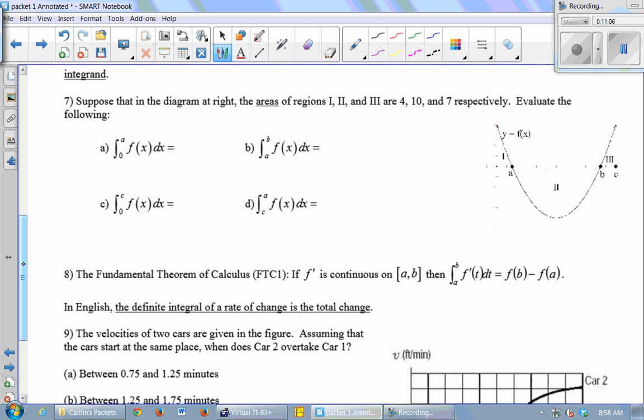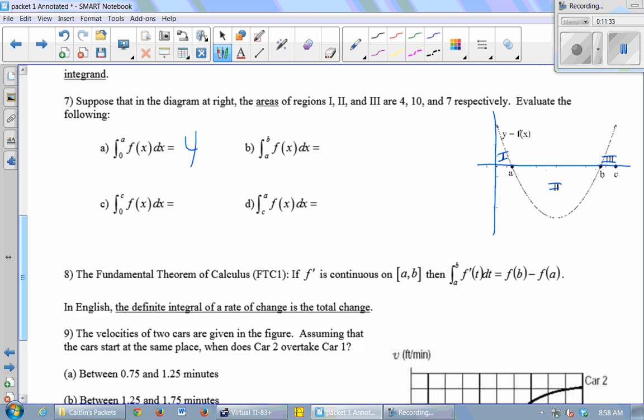All right, so imagine that this picture that has regions 1, 2, and 3. Those have areas 4, 10, and 7 respectively. What is the integral from 0 to a of f of x dx? 4, just the area under the curve, right?